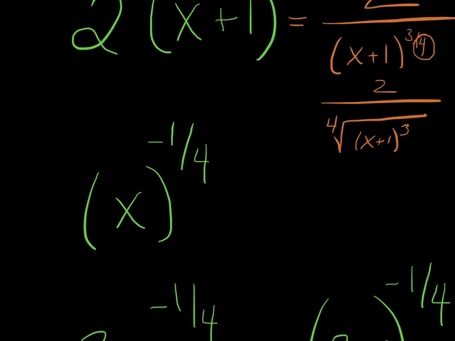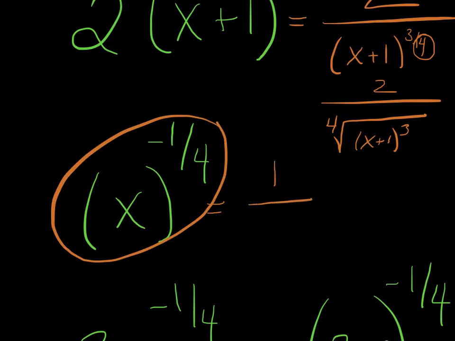Okay, let's try another one. Let's rewrite this one. Okay, negative exponent moves us to the bottom, so 1 over x to the 1/4. So that's 1 over, what type of root? Roots grow on the bottom, 4th root of x to the 1st.